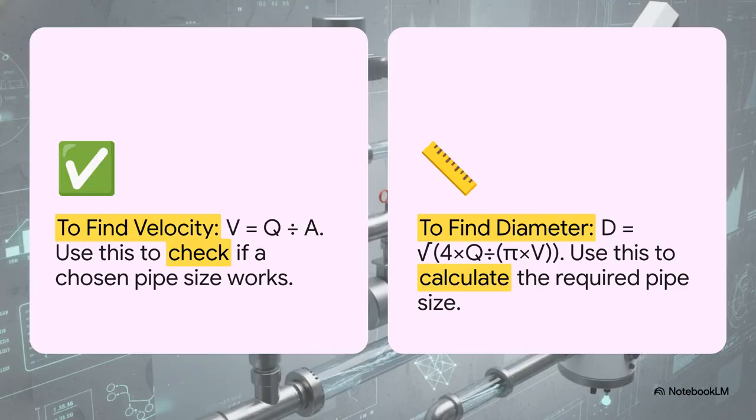So how do we make sure we stay under that limit? Well, you've got two simple tools in your toolbox. If you've already picked a pipe size and you want to check it, you use the formula on the left. But if you want to figure out the minimum pipe size you need to get the job done, you use the formula on the right. It's this constant back and forth of calculating and then checking your work.